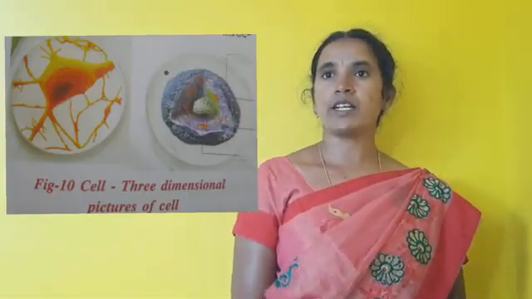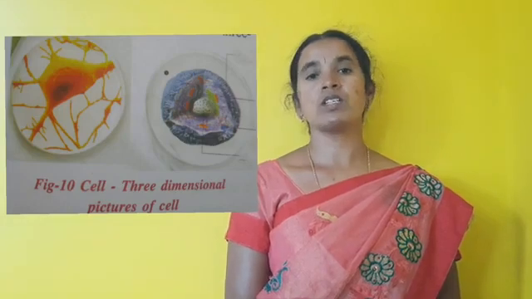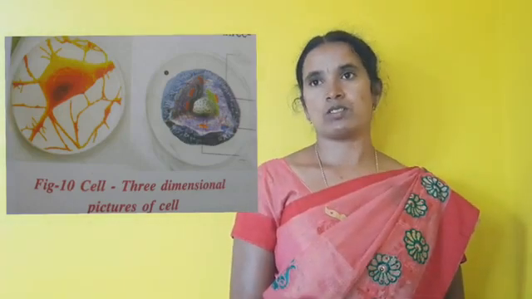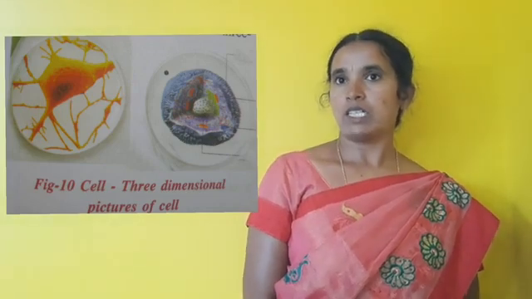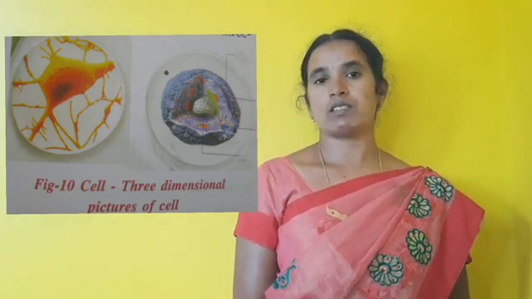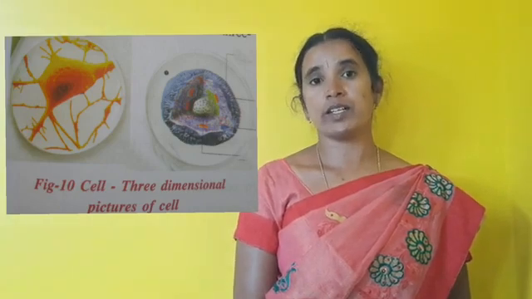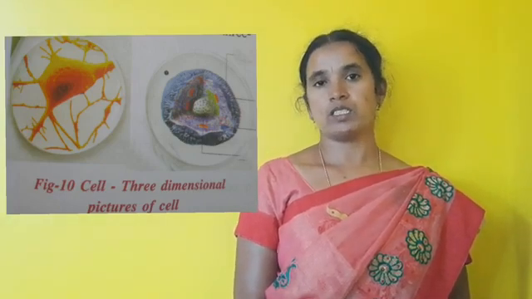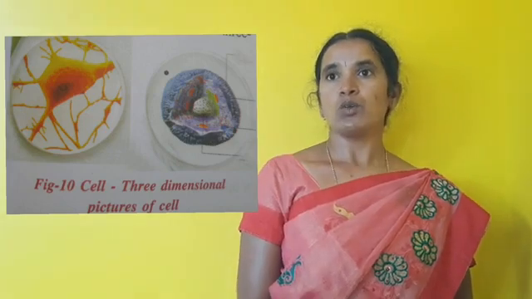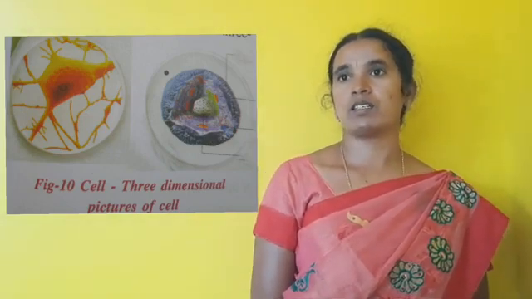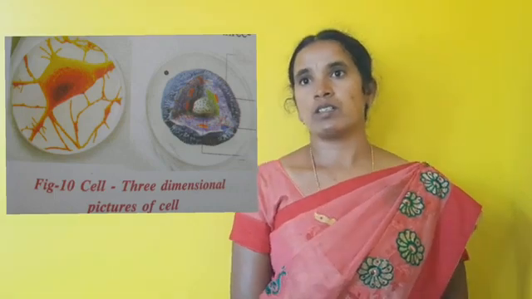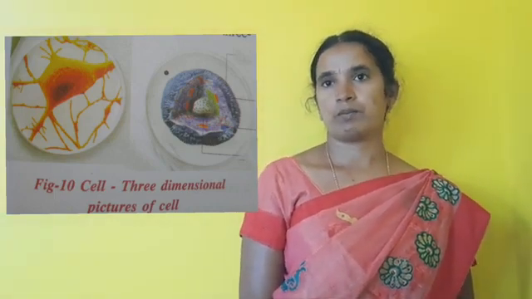Are cells flat? Cells are not flat. They are three-dimensional structures. The cells contain length, width, and thickness. So we can observe them clearly if we reduce the intensity of light as well.